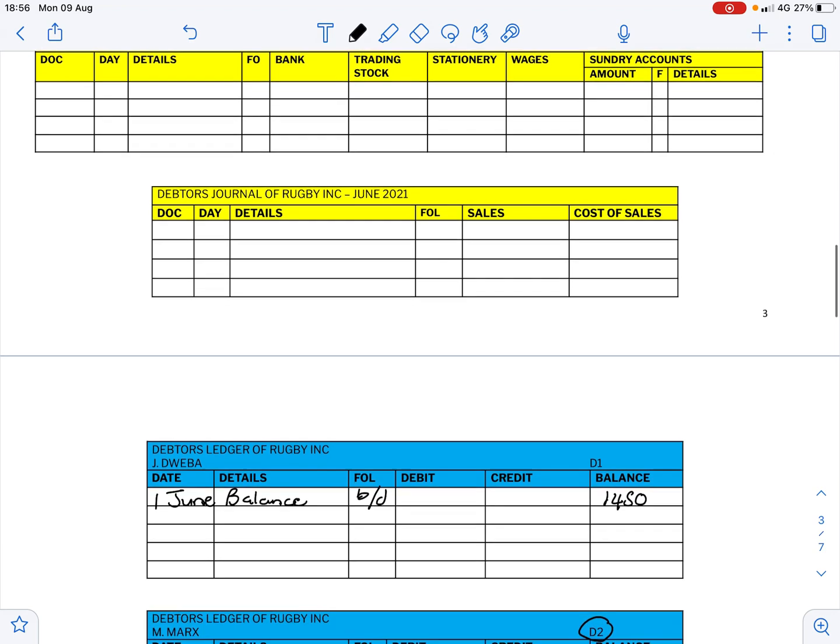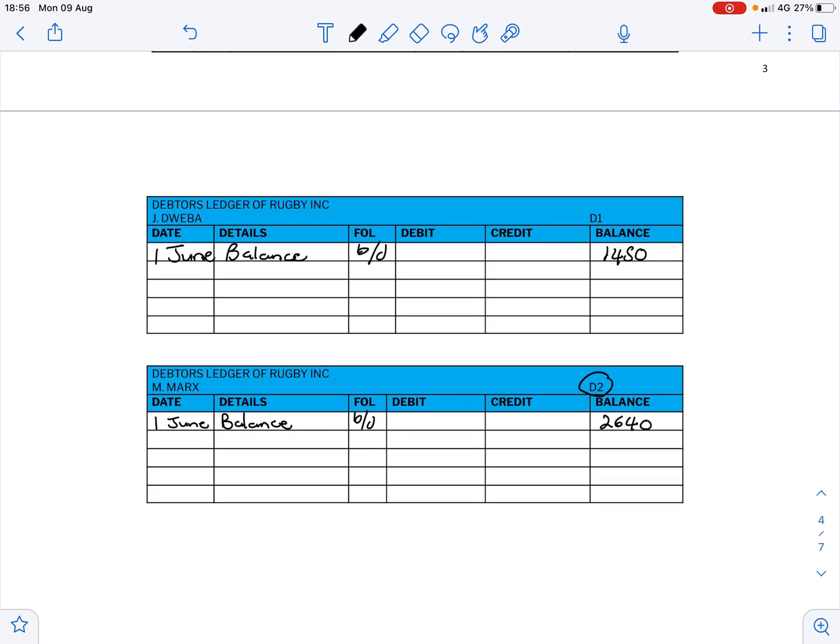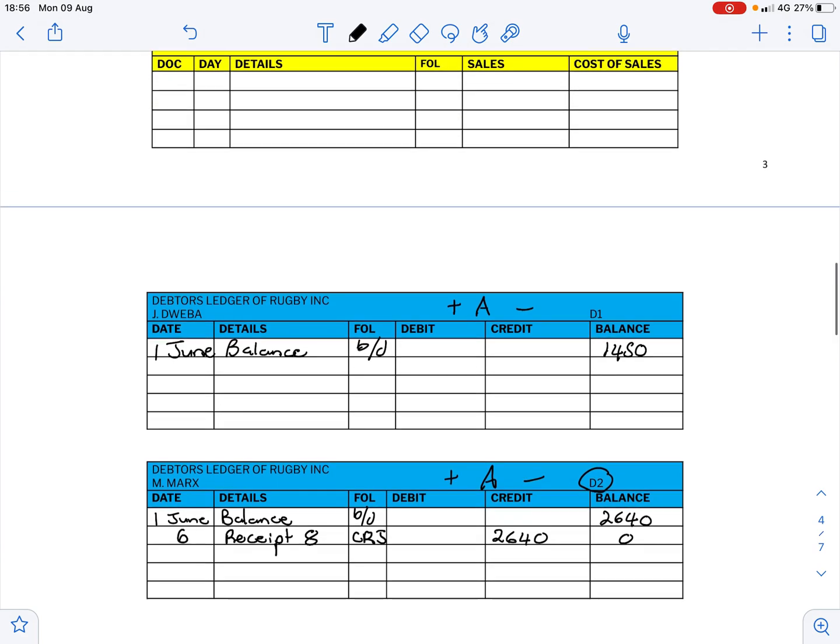Okay, we then can move straight to his ledger, and on the 6th, we have receipt number 8 from our CRJ. Remember, debtors are an asset that increase on the debit side and decrease on the credit side. He's paying us back, so he owes us less money now. We then credit his account, and his new balance will be 0.